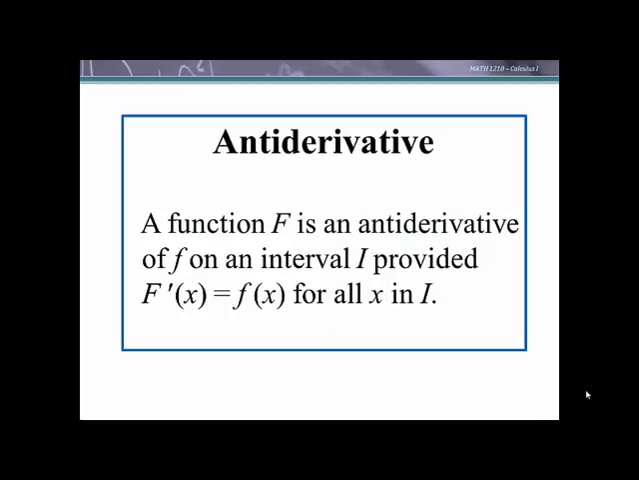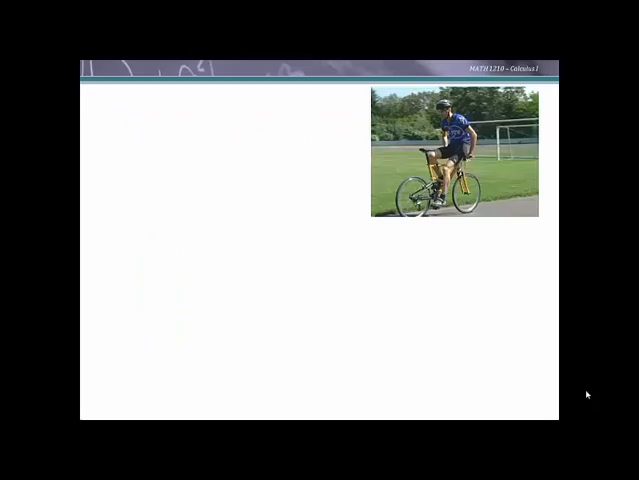So an antiderivative, if we have a function capital F, it is an antiderivative of little function f on an interval I, provided the derivative capital F prime of x equals little f of x for all x on I. So this just simply gives us a definition for antiderivative, and it just says it's an antiderivative if you take its derivative and you get this function little f of x. So we're thinking backwards here.